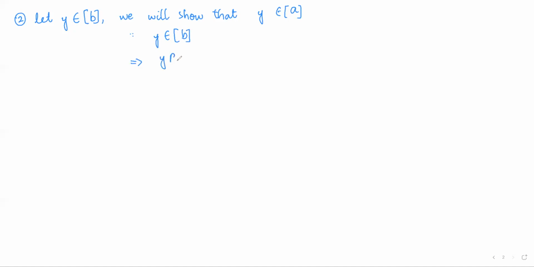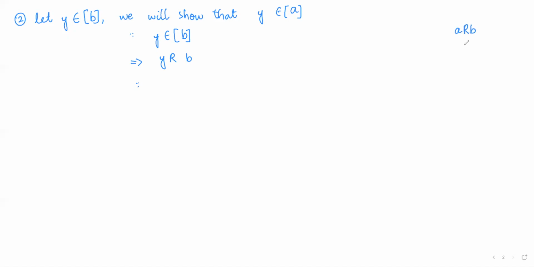Step number 2. Now in a similar way, let y belong to the class of b. We will show that y belongs to the class of a. Since y belongs to the class of b, it means that y is related to b. And the reasons are the same, because by the definition of equivalence class, y is related to b. Now we are given that a is related to b.